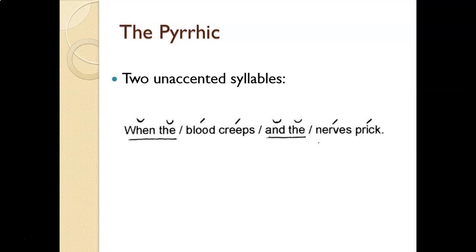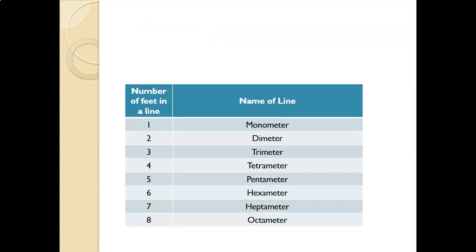So we see that this foot is pyrrhic basically, and the next one again has a foot with two unaccented syllables. It is "and the", and when we read it we would not stress on them. So this is how we read it: when the blood creeps and the nerves prick. So this is how you come to know that this is an unstressed foot, and both the syllables in this foot are unstressed. And when this is the situation, we call it a pyrrhic meter or a pyrrhic foot.